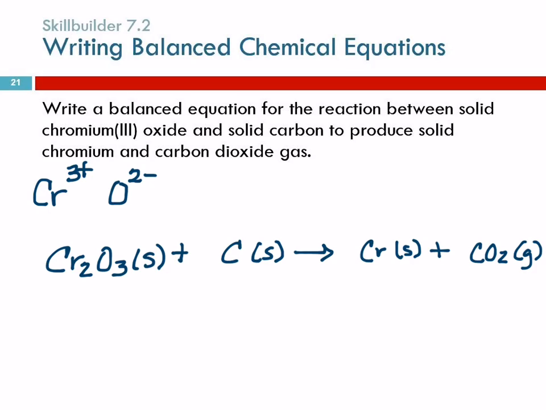You could do fractions too, but my experience is Chem 3A students don't like that method, so I'm not even going to go there. If I multiply that by 2, now I have 6 oxygens. 2 times 3 is 6. And then over here, to get 6 oxygens on this side, I'm going to put a 3.